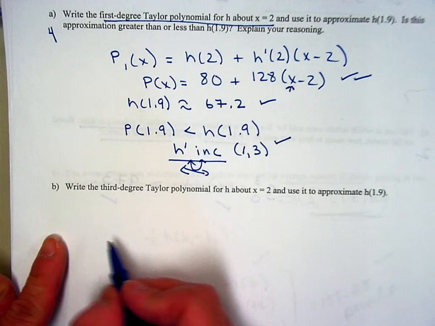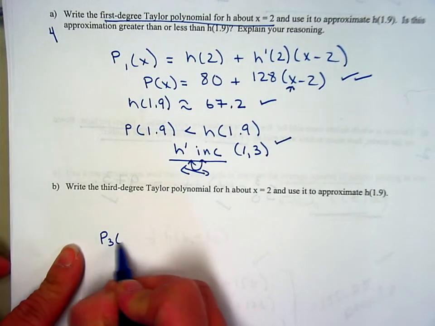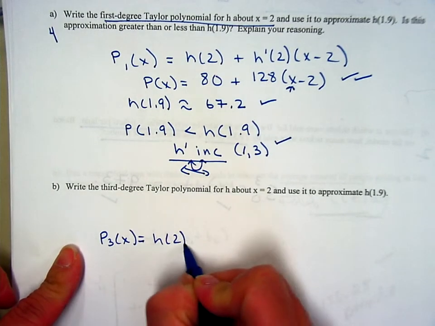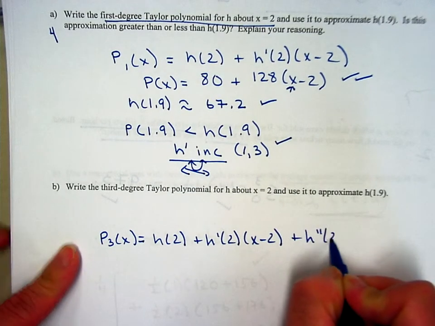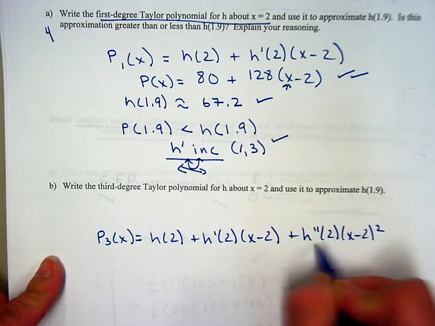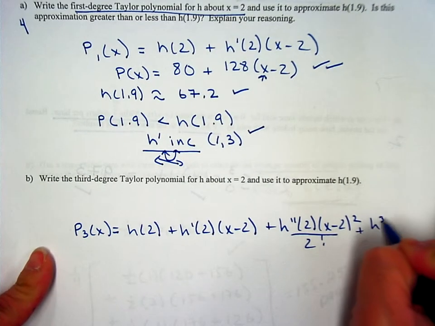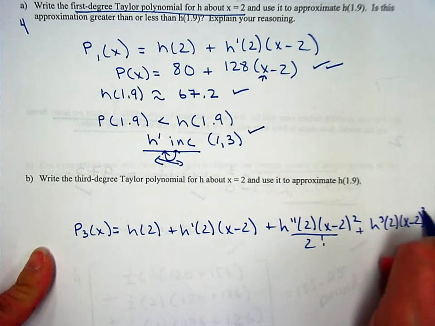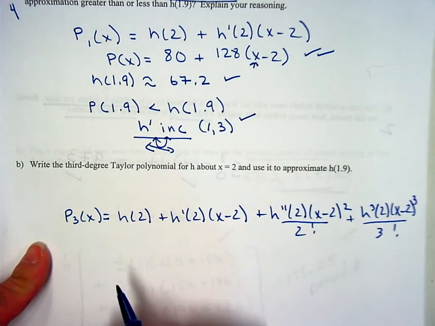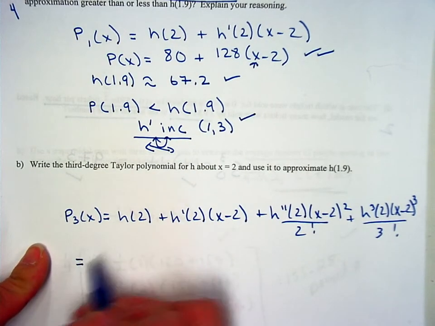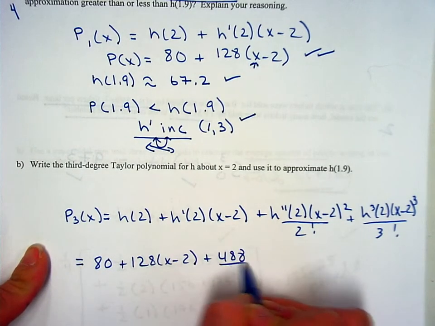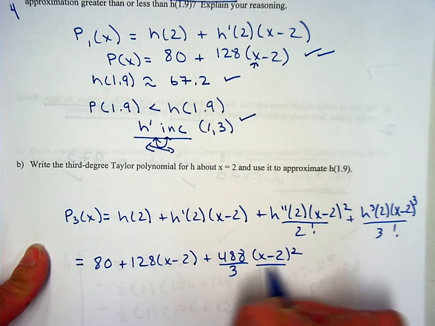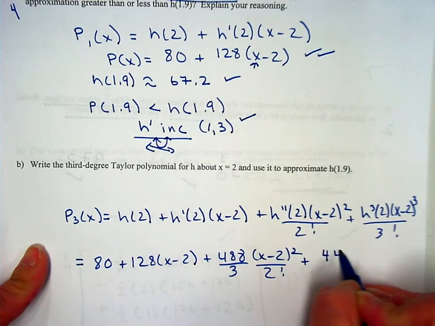Part B, same thing, write the third degree. So let's think about how we're going to create the third degree. The third degree is h of 2 plus h prime of 2 times x minus 2 plus the second derivative of 2 times x minus 2 squared over 2 factorial plus the third derivative of 2 times x minus 2 cubed over 3 factorial. This is my general formula. You need to find the values and actually plug it in. So I'm going to get all the values from the table. This is 80. This is 128. This is 488 over 3. This is 448 over 3.